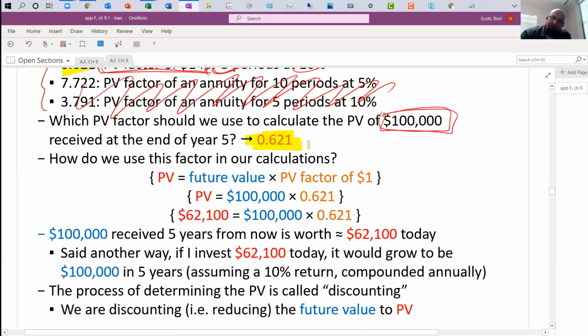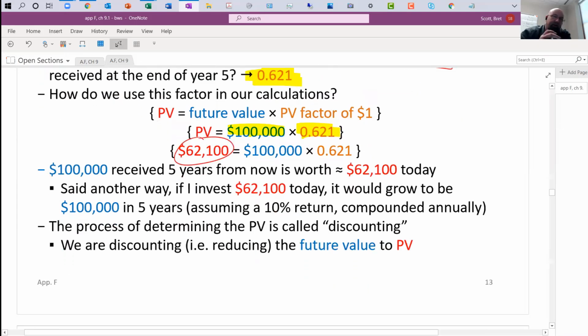What's the math I have to do? Well, you know what the future value is. You now know which factor to use. Plug that in. Do that math. Boom. So much easier than running Excel or using any type of mathematical calculations. The value of that $100,000 today is worth $62,100.